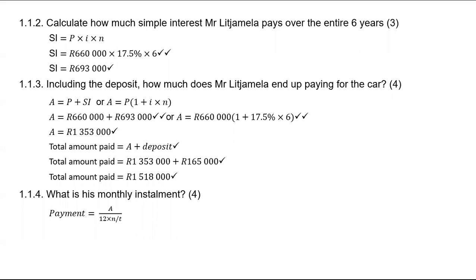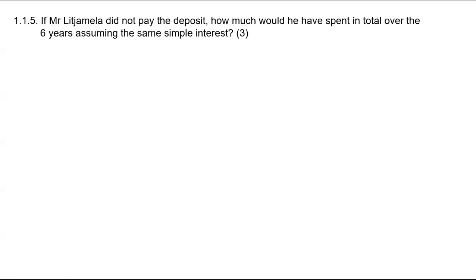To calculate a monthly repayment, you will just take A and divide it by 12 times the period over which you intend to pay the outstanding amount. And here it is 6 years. A was 1,353,000. You will divide it by 12 times 6. And this will give you monthly repayments of 18,791.76.